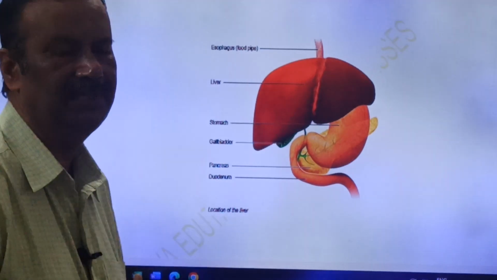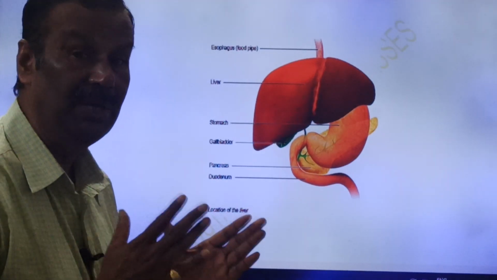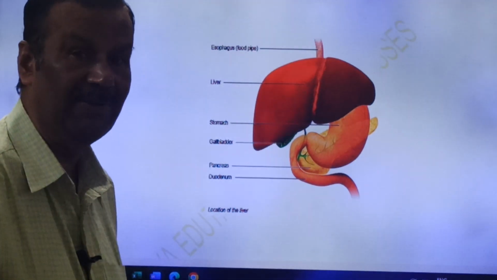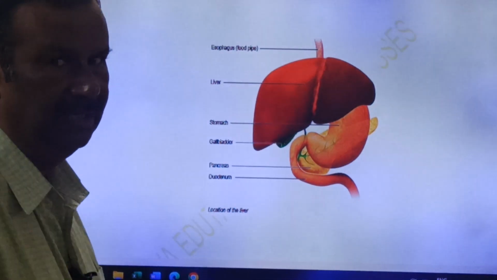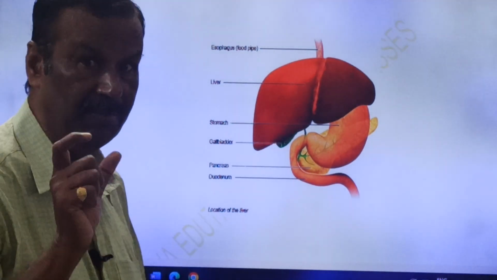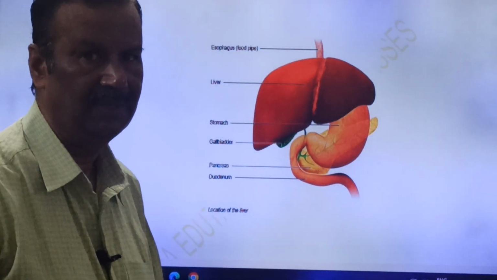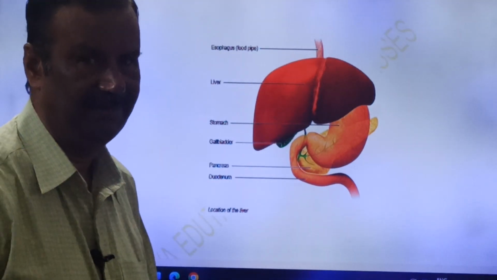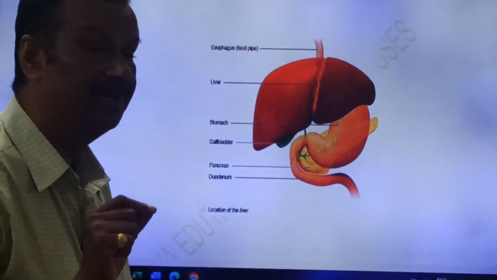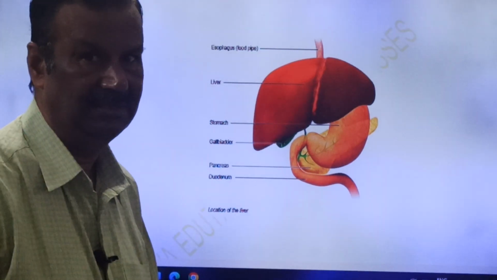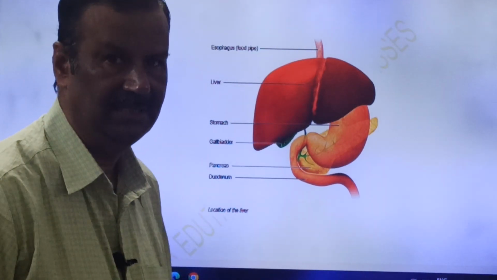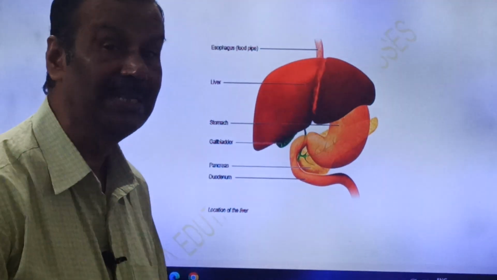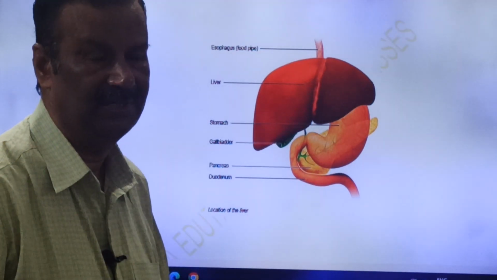It is present below the diaphragm, particularly in the abdominal cavity on the right side. Due to the presence of liver on the right side, our right kidney is slightly lower than the left kidney friends.